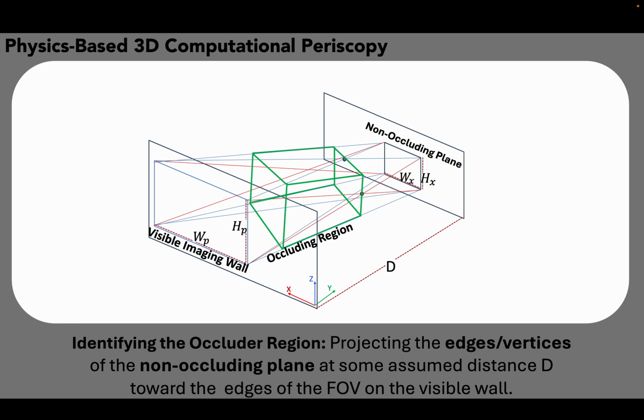Like any conventional camera system with a field of view, our imaging system also has a computational field of view. Intuitively, the computational field of view is the subset of the entire hidden scene volume that can be reliably reconstructed. These are points in the hidden scene area that contribute to shadow within the field of view of the measured line-of-sight photograph. Here, the computational field of view can be computed by projecting the edges of the non-occluding plane at some assumed distance d towards the edges of the field of view on the visible imaging wall. Doing so, we uniquely define the occluding region for reconstruction.